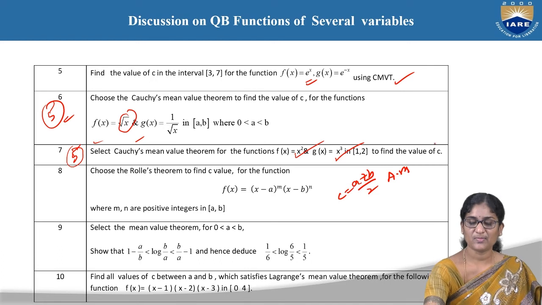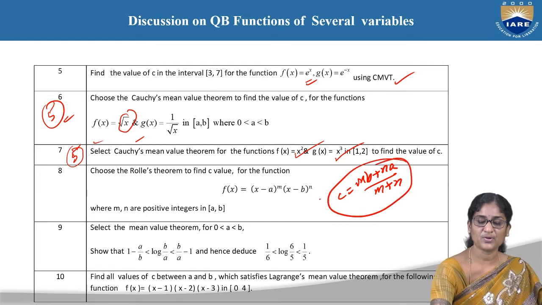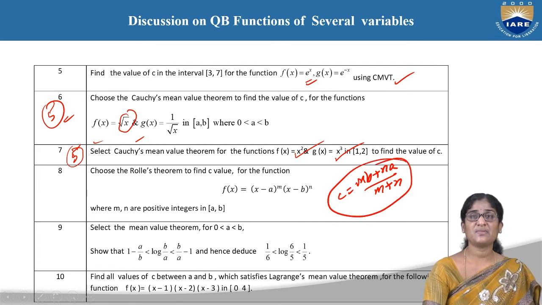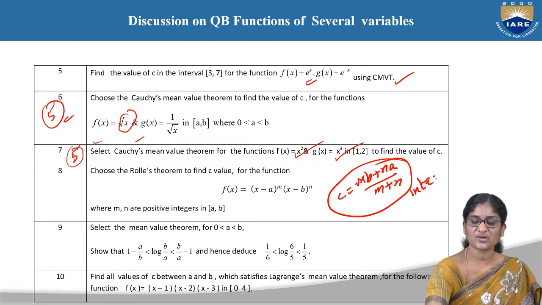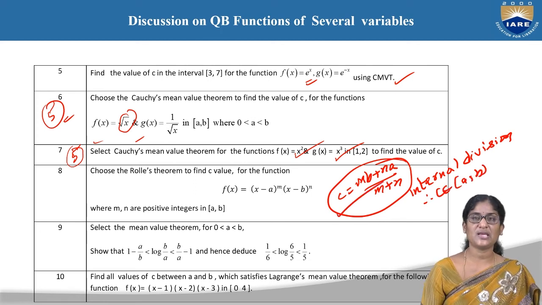Arithmetic mean between a and b. I hope m and n are also there. So mb plus na divided by m plus n. This is the value I hope we are going to get for c, which is nothing but the internal division point, which always lies inside the interval. So therefore c belongs to the open interval a comma b. So this is the answer that we are going to get for the 8th question.